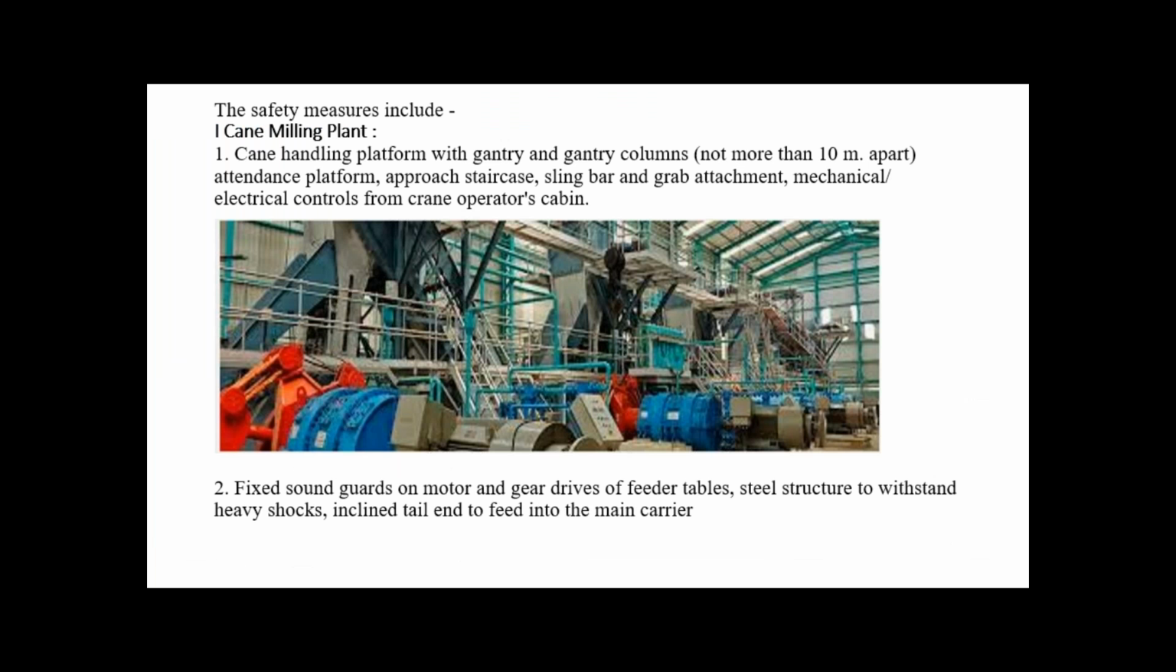It is called sugar industry operations, right? Now the safety measures in a specific operation, for example in cane milling operations. While milling these canes and converting them into juice, what are the safety precautions? In the cane handling platform: a gantry with gantry columns not more than 10 meters apart, an attendance platform, approach staircase, sling bar and grab attachment, and mechanical and electrical controls from the crane operator's cabin. So these are the safety measures.